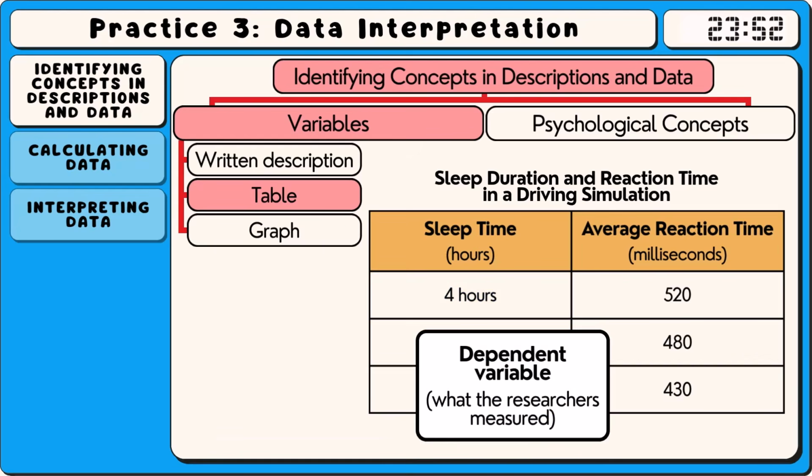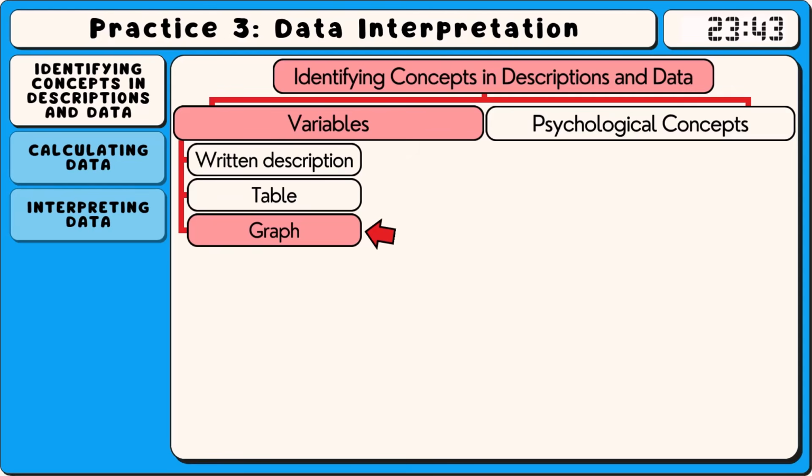The dependent variable is what the researchers measured to find out the effect of the intervention. For this study, it's reaction time in milliseconds. Third, let's look at graphical data.